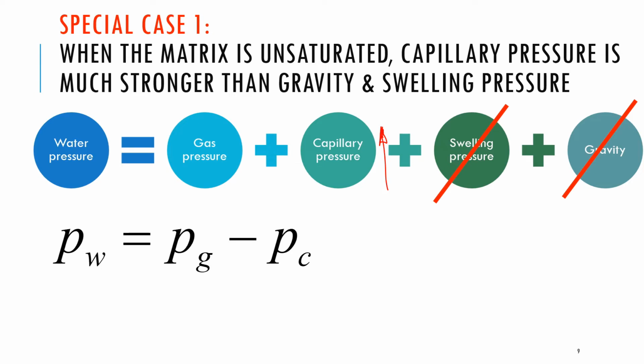And so we write the water pressure to be made up of the gas pressure minus the capillary pressure. Note that the gas pressure has a positive sign in front, whereas the capillary pressure has a negative sign, because capillary pressure works as attraction to the matrix. So the sense of the capillary pressure is opposite of the gas pressure.